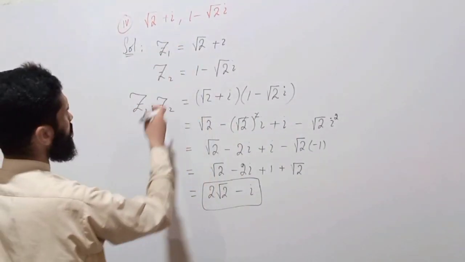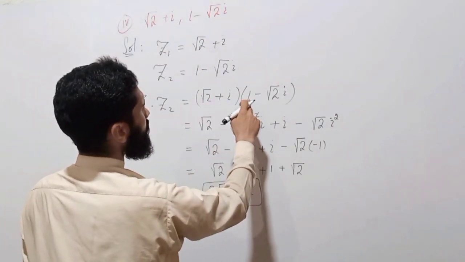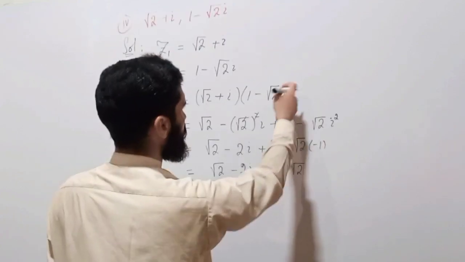Once again, the first term: we multiply Z1 and Z2, square root 2 plus iota multiply 1 minus square root 2 iota.